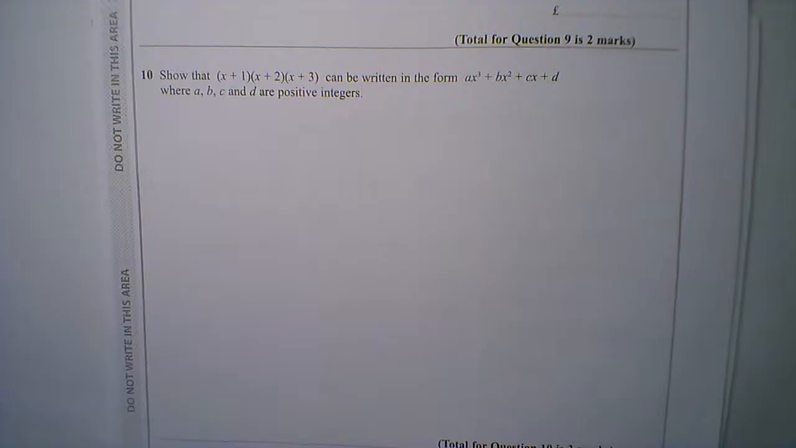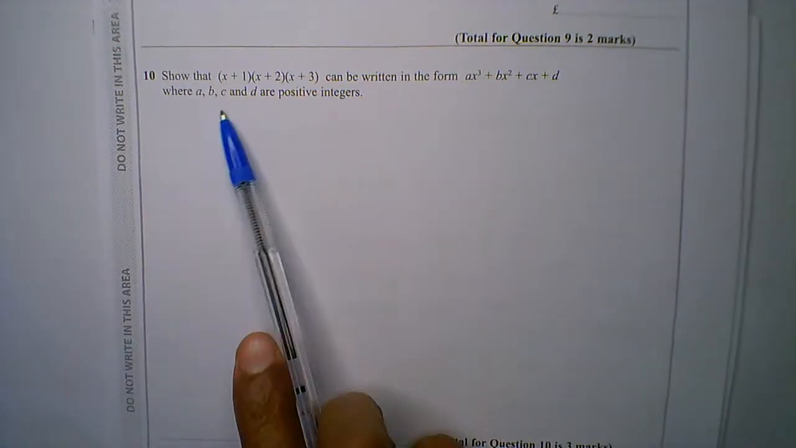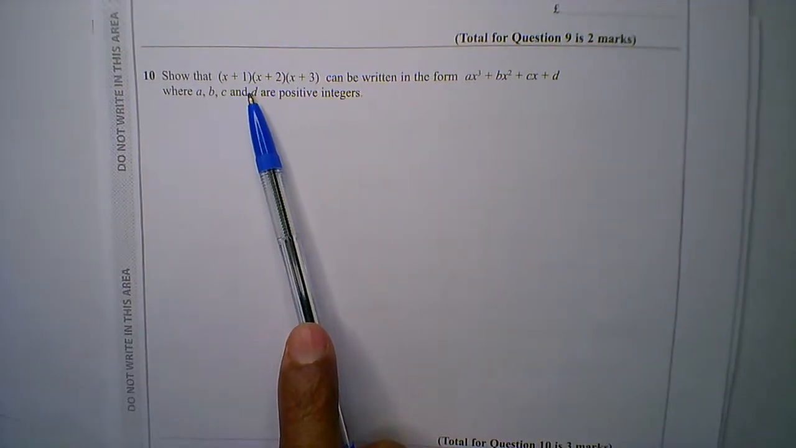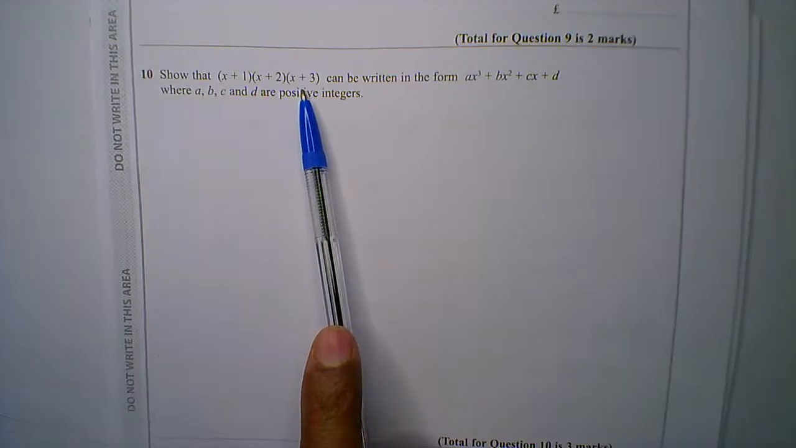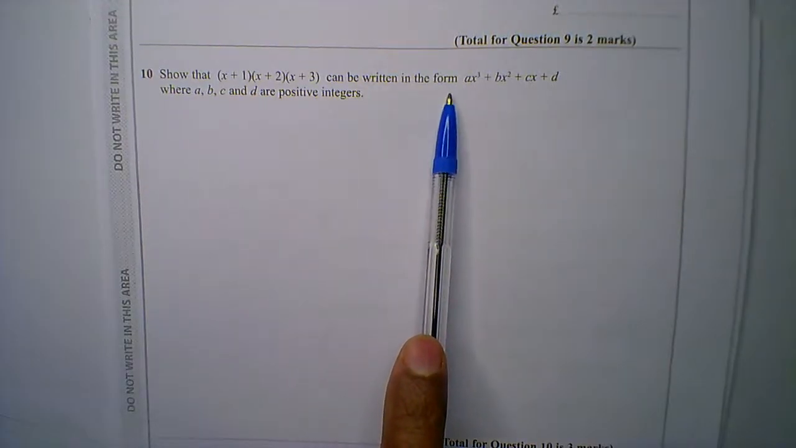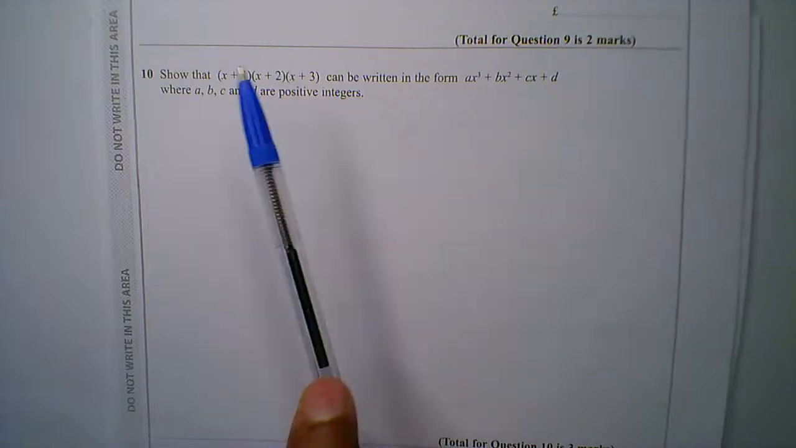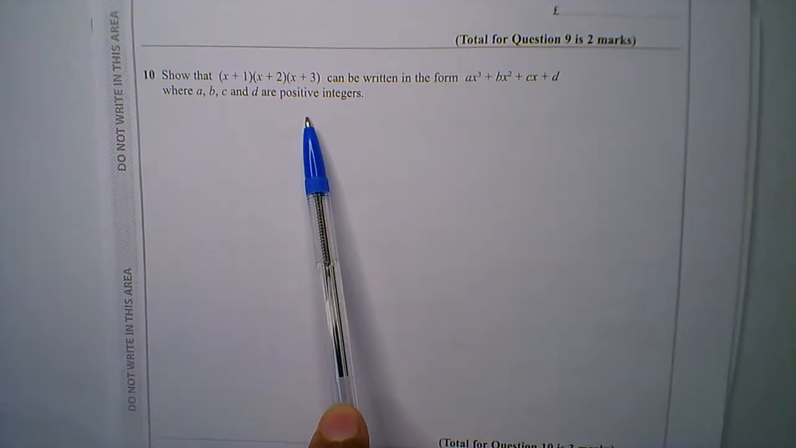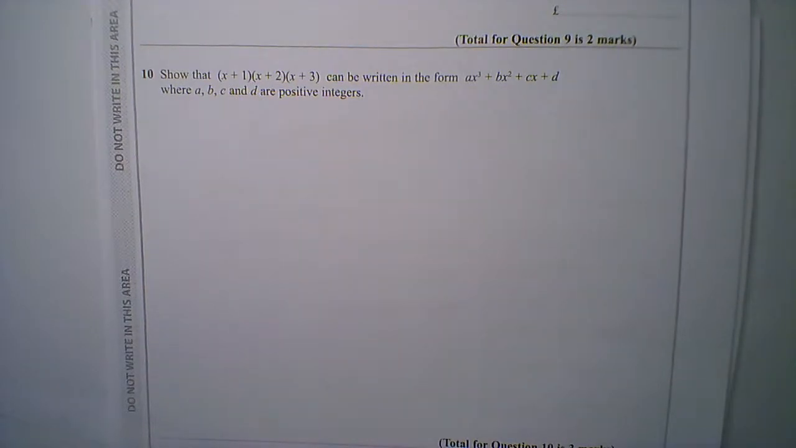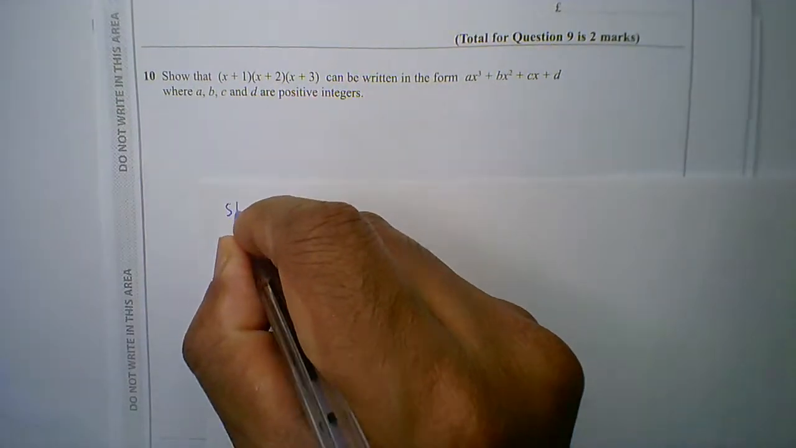So first of all, our question says, show that x plus 1 times x plus 2 times x plus 3 can be written in the form ax cubed plus bx squared plus cx plus d, where a, b, c, and d are positive integers. So how do we do this? What are our steps?